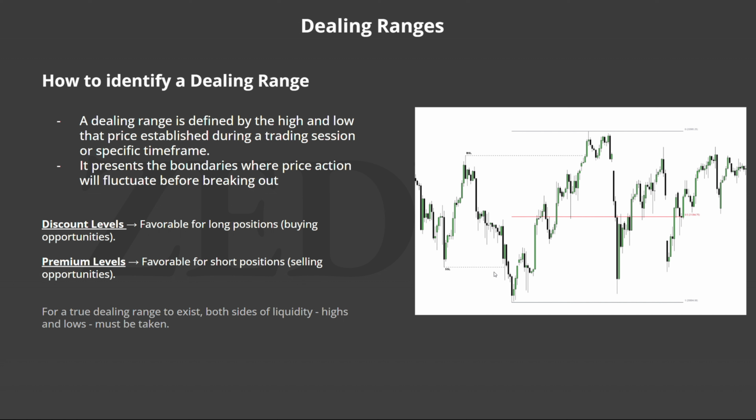This low sweeps the low, then we look for a sweep on the buy side to form a true dealing range. And we do that. We form our dealing range from swing low to swing high after taking both sides of liquidity, and we have our dealing range. We have our discount in the bottom and our premium at the top.